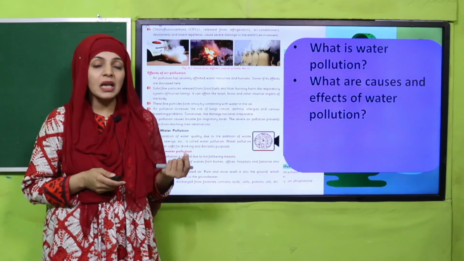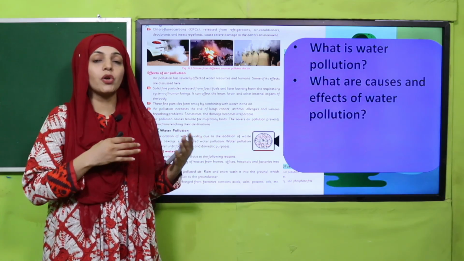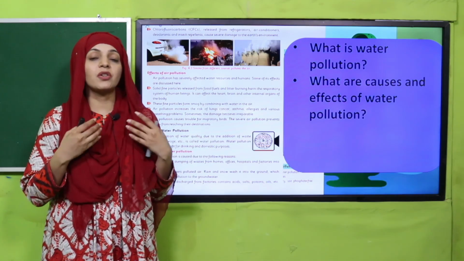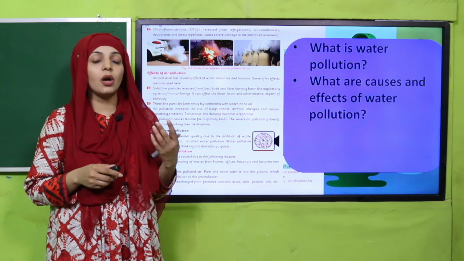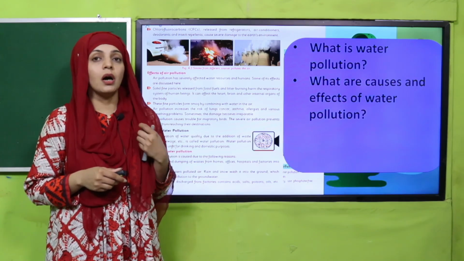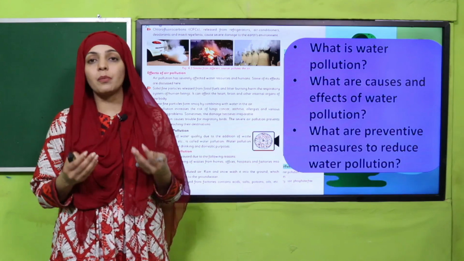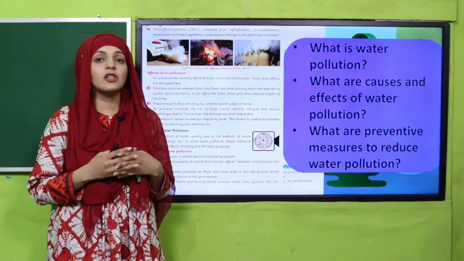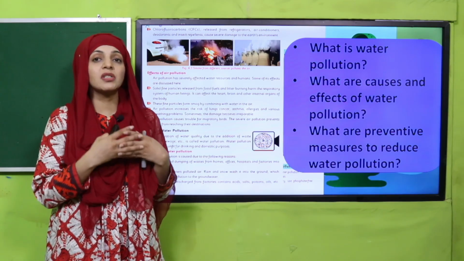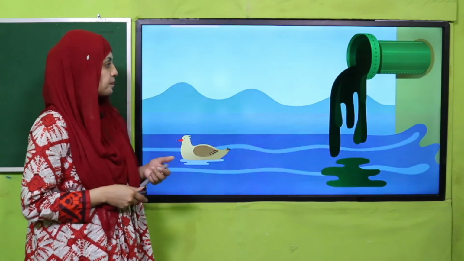It affects the marine life. When acid rain enters the water, it keeps the water toxic, makes the water unclean and makes people and animals sick. So how can we prevent it? We must plant more and more trees. The water from the factories must be treated. The water from the sewage must be treated so that it will become less toxic.